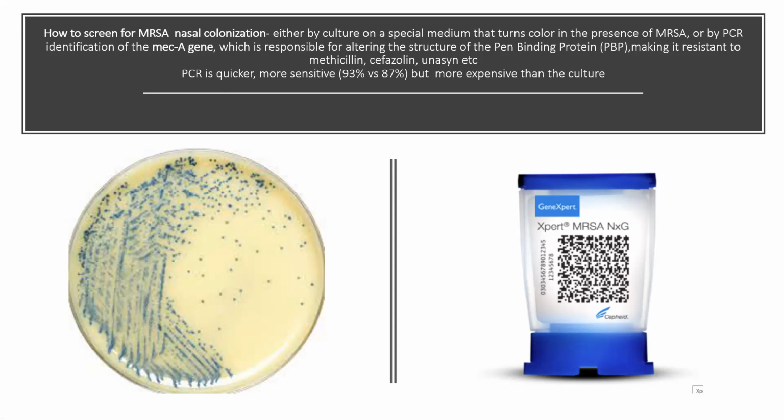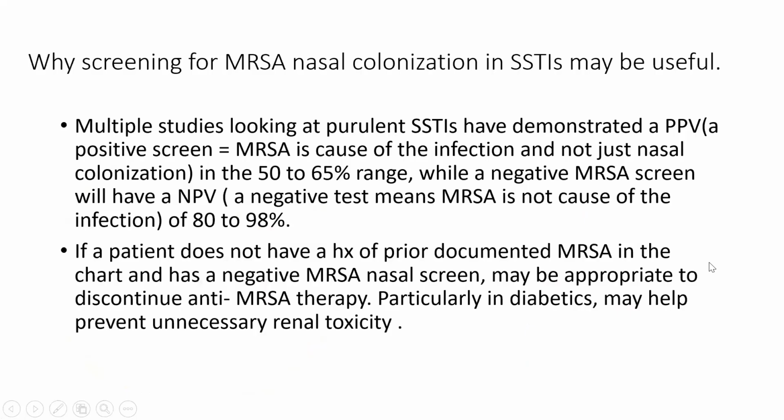So the one on the left is cheap, not as completely sensitive, about 80% sensitive at picking up MRSA, but takes 1 to 2 days. The MRSA screen on the right, the PCR test, is very quick, within about an hour or two of it being run. It costs more, but it gives you a quicker return on your answer.